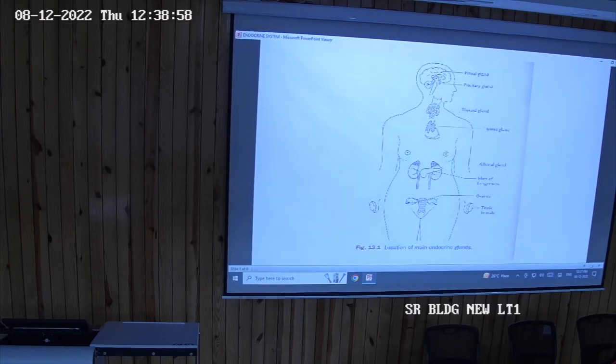So these are the various diseases I told you about, which occur if the endocrine glands are not acting normally. We will teach you these in detail when we come to the corresponding part. Okay? Any problem?